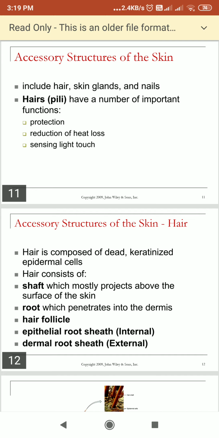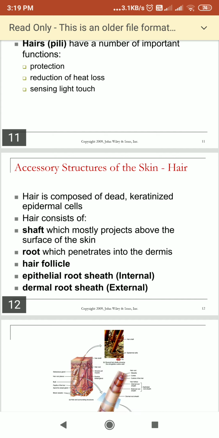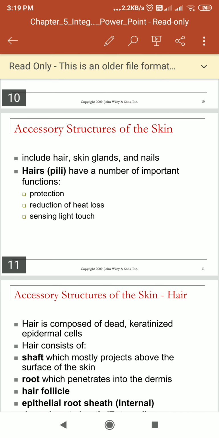Okay, hello students. Today again we continue the last lecture, that is the epidermis of the skin. We have seen hair, skin glands, and nails and their functions. Now, the accessory structures of the skin include hair, skin glands, and nails.